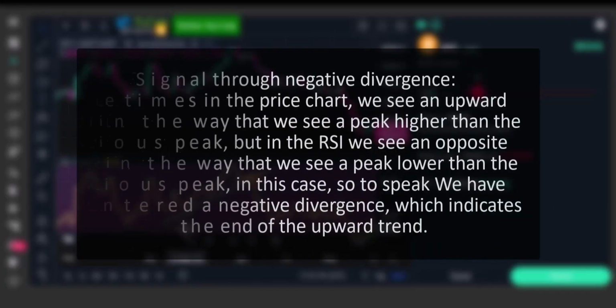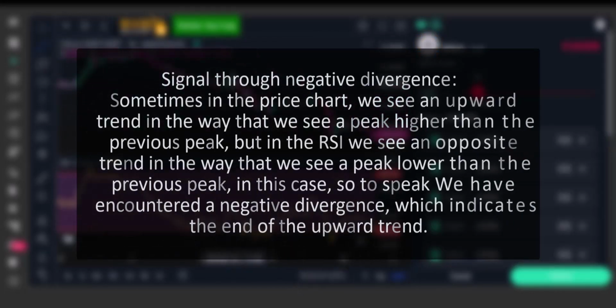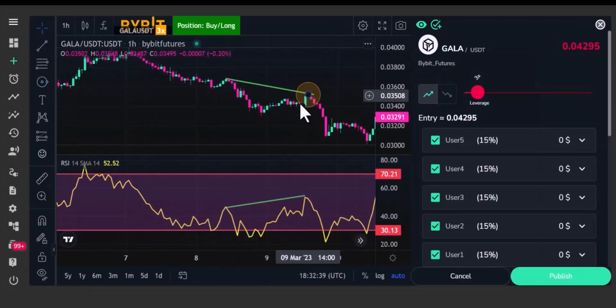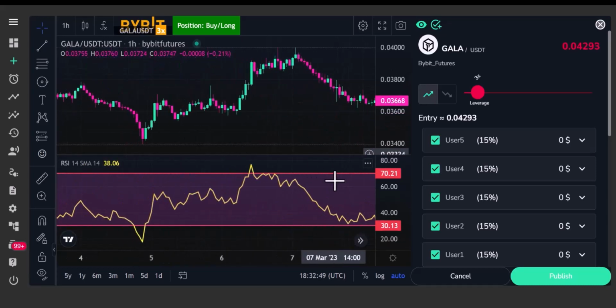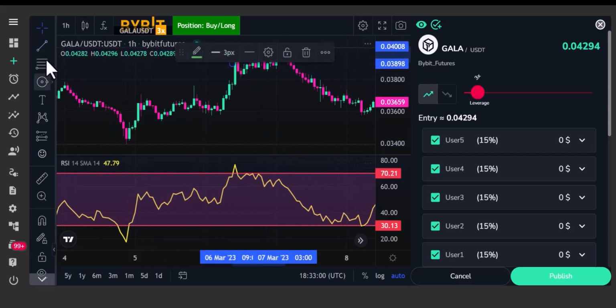Signal through negative divergence, bearish divergence. Sometimes in the price chart, we see an upward trend in the way that we see a peak higher than the previous peak. But in the RSI, we see an opposite trend in the way that we see a peak lower than the previous peak. In this case, so to speak, we have encountered a negative divergence, which indicates the end of the upward trend.